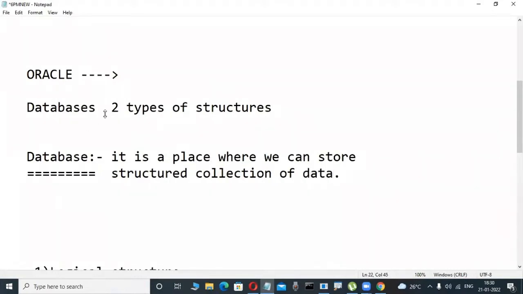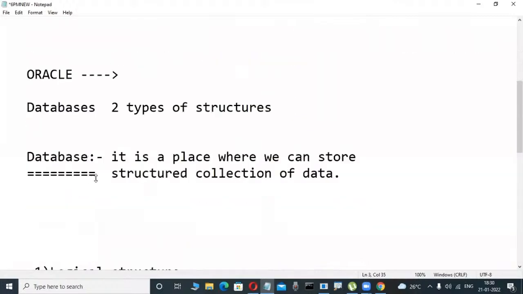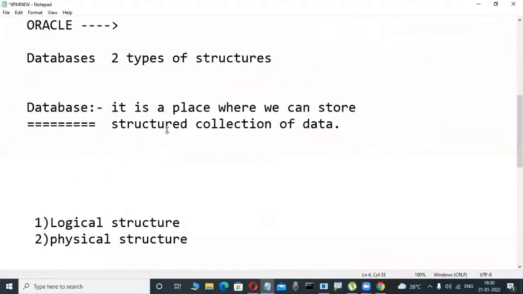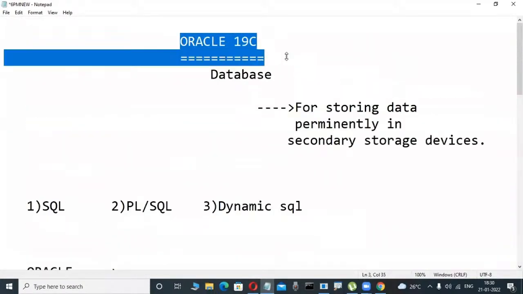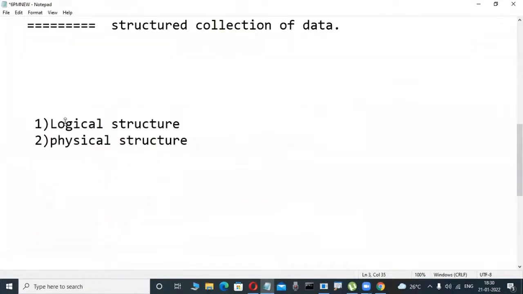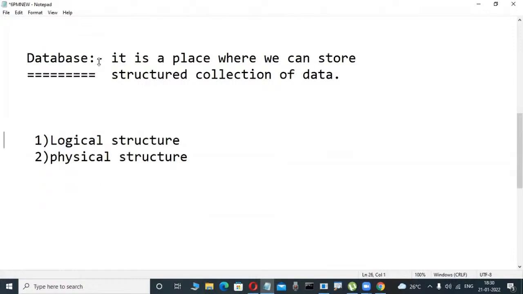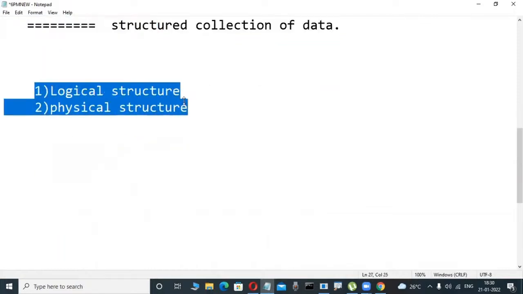Observe here. Actually, whenever we install Oracle or any relational database software, what is a database actually? It is a place. Whenever we install this type of software, some place is automatically reserved in the hard disk only. In that place we can store a structured collection of data. But whenever we install these softwares, two types of structures are there: the logical structure and the physical structure. I am not explaining this definition today; you will understand one of these days.